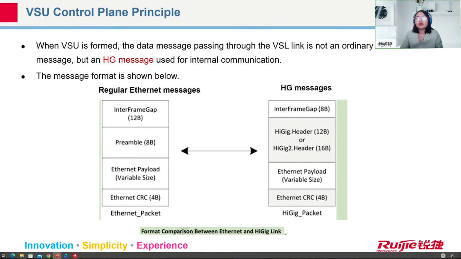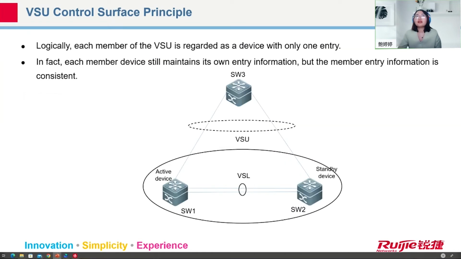And here is the encapsulation of the normal Ethernet message and the HG message. It's a little different, but you don't need to remember. After we finish the configuration, the devices will do the encapsulation automatically. But you have to know that in the devices, the communication message is a little different. Okay, so this is the message.